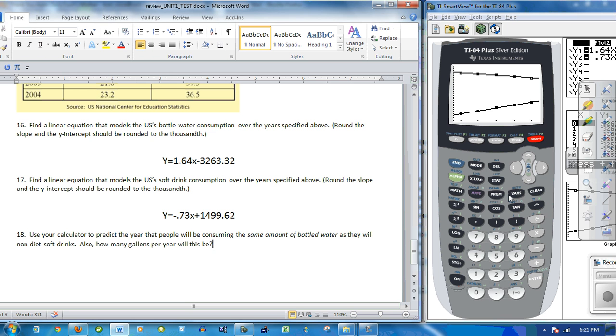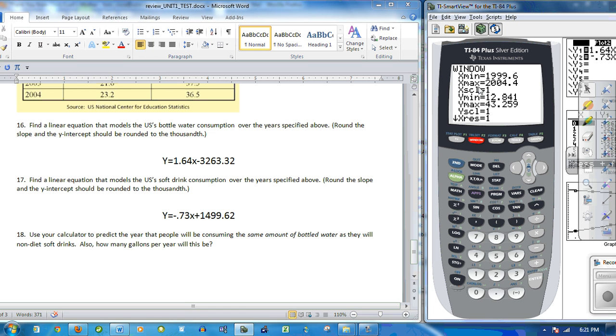Well, again, I need to look further to the right, so I'm going to go to my window, and I'll see that my X-max is going out to 2004. Well, let me take it out to about 2020 and get a look at it that way. Excuse me, that was my X-min. That should still be on 2020 for my X-max, which will look further to the right. And it does look like now I'm getting the intersection.